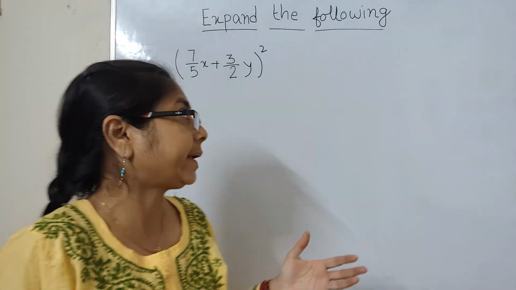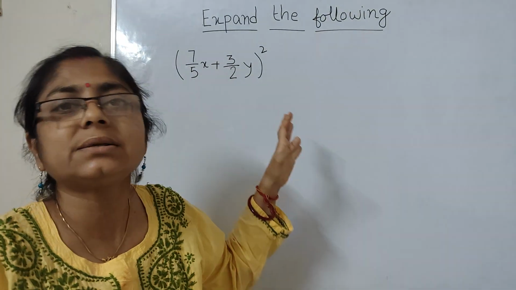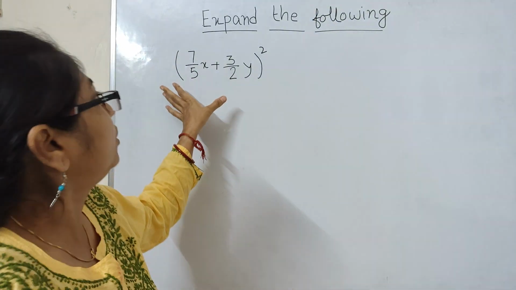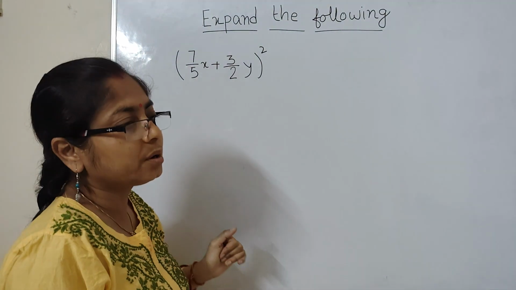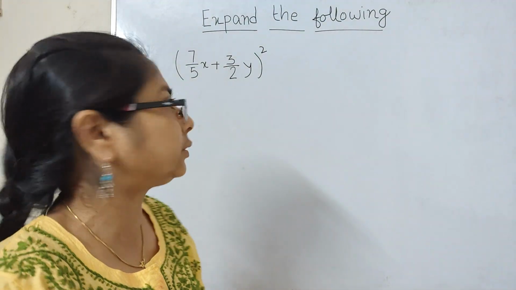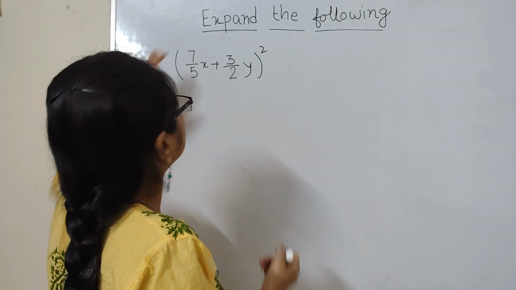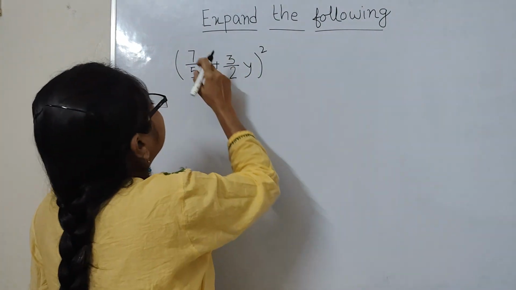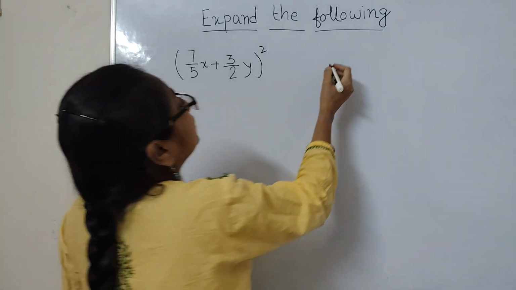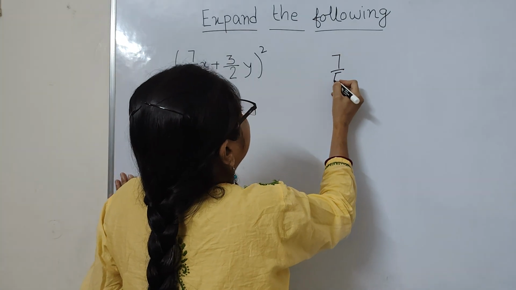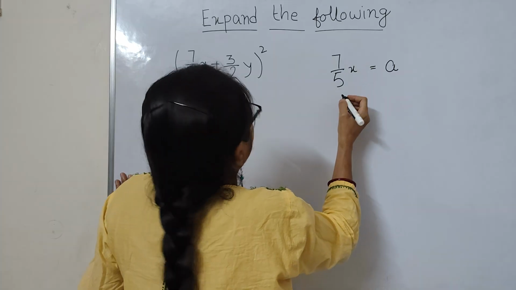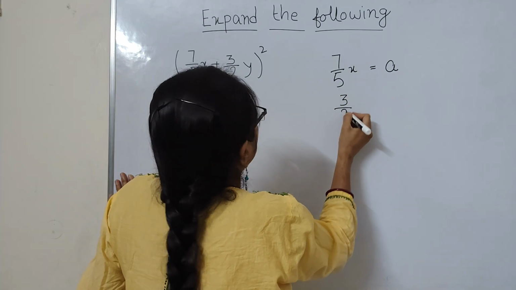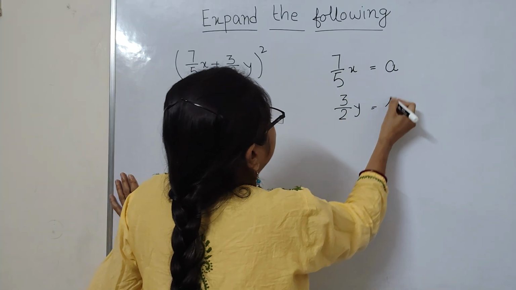Today our topic is how to expand this algebraic expression. Look, this is a fraction and an algebraic term also. But in that case, what are you doing? You can take 7 by 5x, let this be A, and 3 by 2y, let it be B.